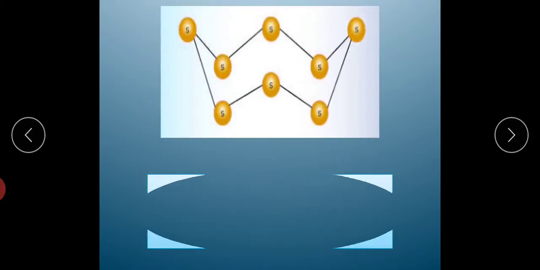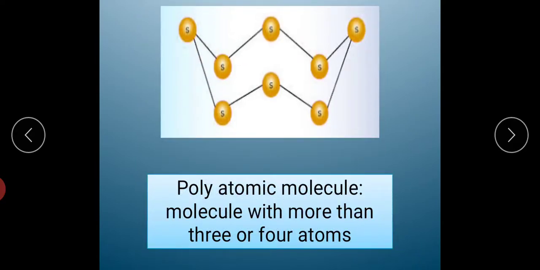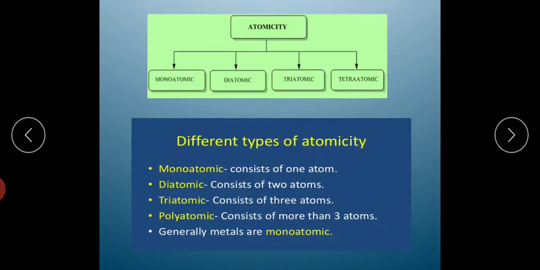Those molecules which have more than 3 atoms are also called polyatomic molecules. Polyatomic molecule is a molecule with more than 3 or 4 atoms. So here S8 or sulfur is a polyatomic molecule. So children, let us revise atomicity. Atomicity means number of atoms present in a molecule.